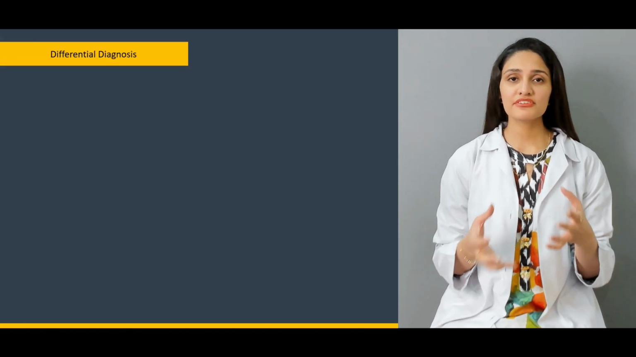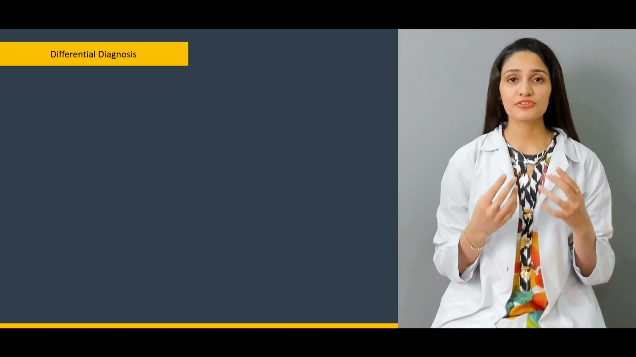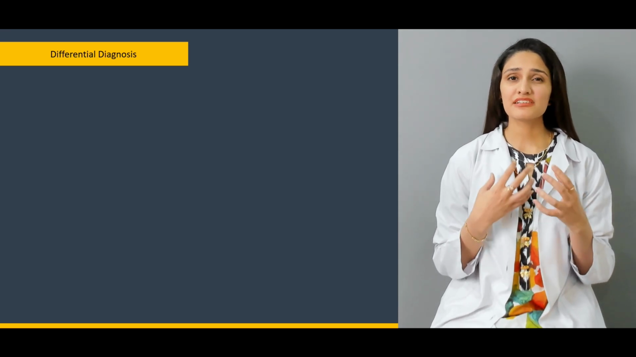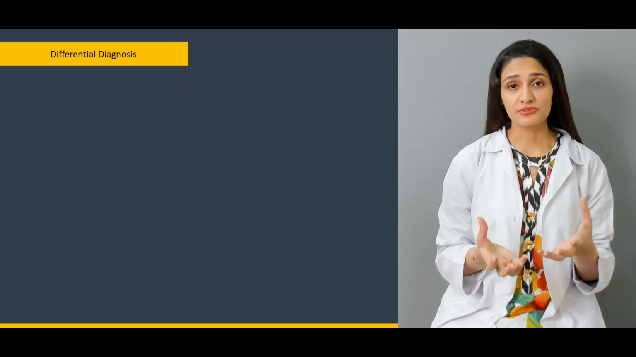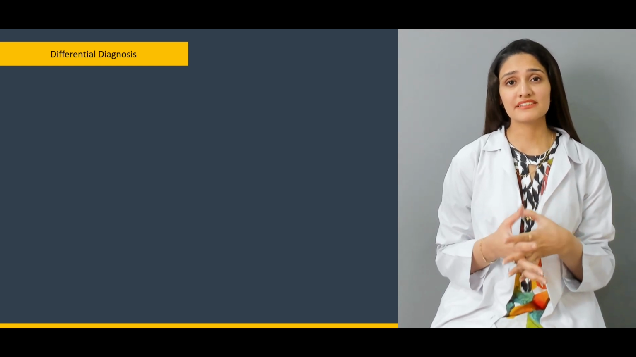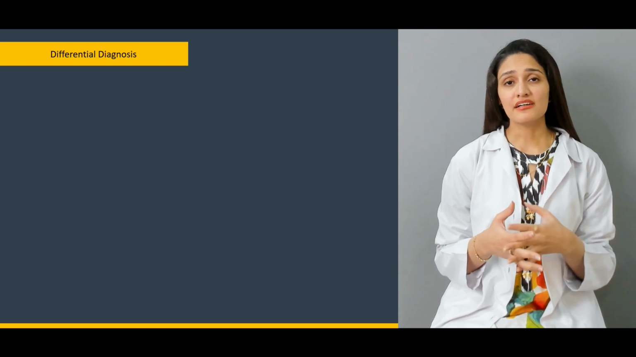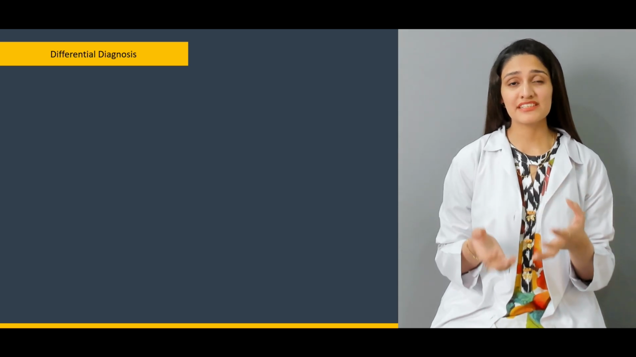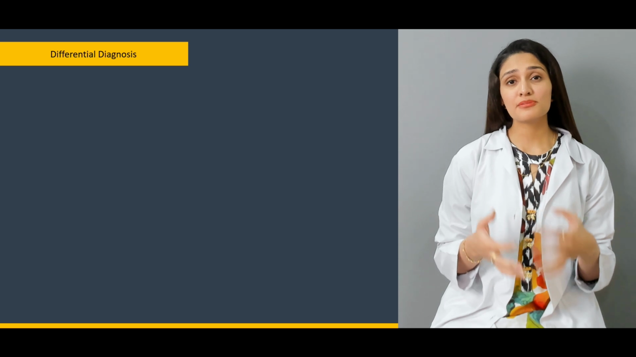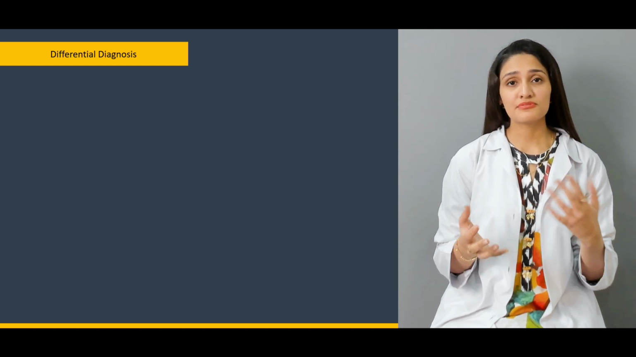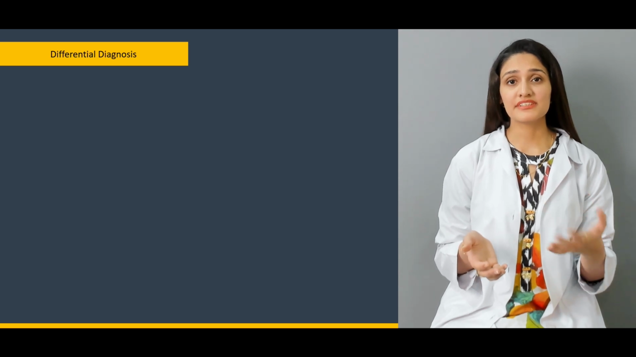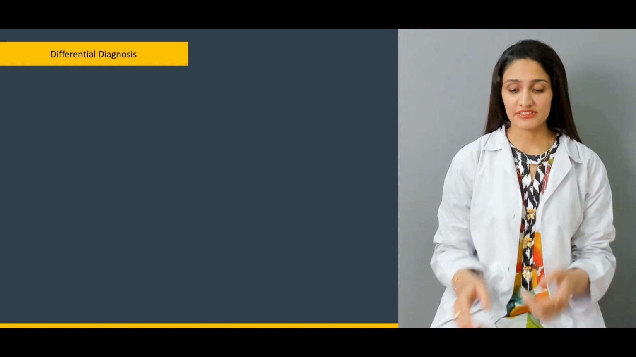So, if we talk about the differential diagnosis in Crohn's disease, usually the diagnosis of Crohn's disease is very straightforward. So what happens is that a patient comes and we can suspect Crohn's disease, but there's also a possibility of alternative diagnosis. So we're going to be discussing the differential diagnosis of Crohn's disease.